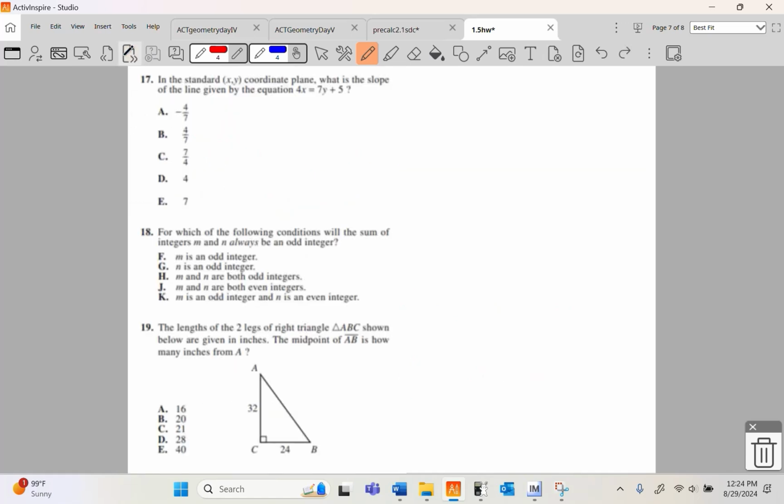About half of y'all missed this on the last basics question. In the standard XY coordinate plane, what is the slope of the line given by the equation 4x equals 7y plus 5? You notice the ACT put a 4 there? That's because way too many kids think that you always find slope in front of x. You do when it's in the right form. And this isn't in the right form. It's y equals mx plus b.